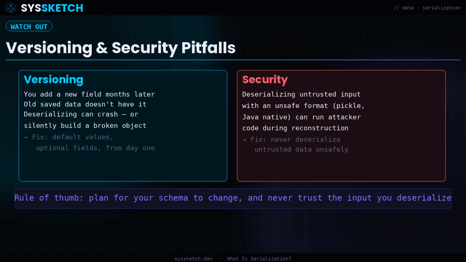The second, more serious issue is security. Deserializing data you don't fully trust, from an untrusted client, an old backup, a third-party integration, can be dangerous with formats that allow arbitrary code execution during reconstruction, like Python's pickle or Java's native serialization. Attackers have exploited exactly this to run malicious code just by handing a crafted file to a deserializer. The rule of thumb: never deserialize untrusted input with an unsafe format, and always plan for your schema to change.